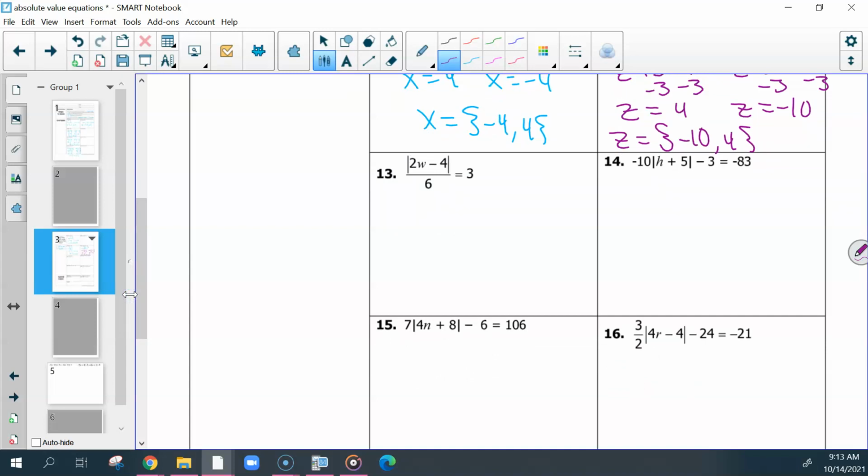For 13, my entire absolute value sign is being divided by 6, so I need to get rid of the 6 by doing what? Multiplying both sides by 6. Those 6's cancel. And then the absolute value sign on this side. And then now that your absolute value signs are by itself, then we can keep going. Set this inside to both a positive and negative 18.